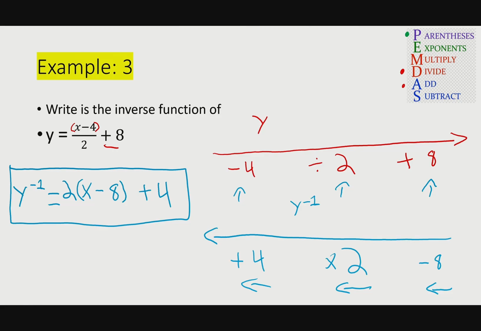And once again, we're using this idea of what our function is doing right here. And then it's as simple as using inverse operations to just undo that function and writing it out as an equation.